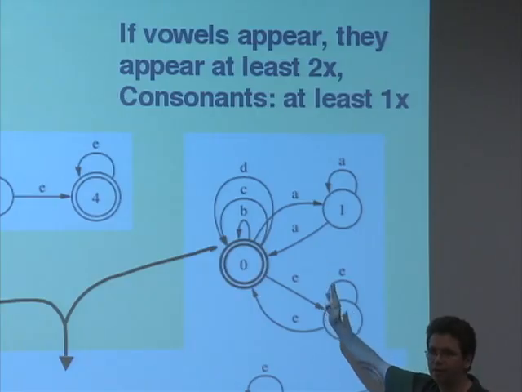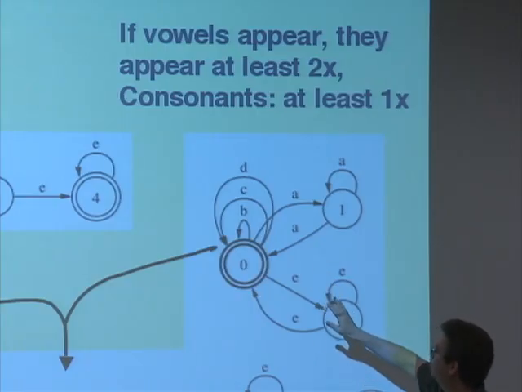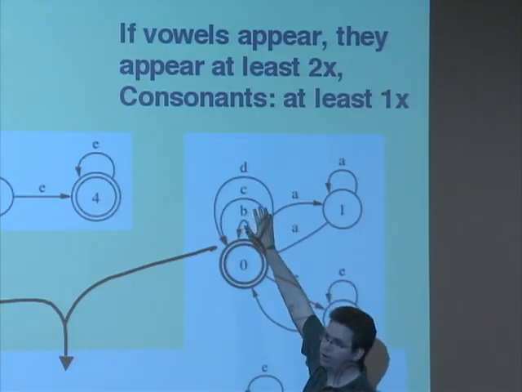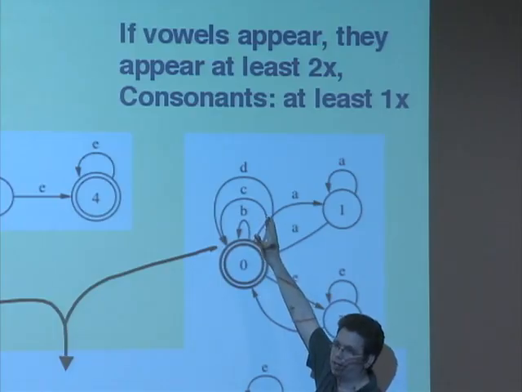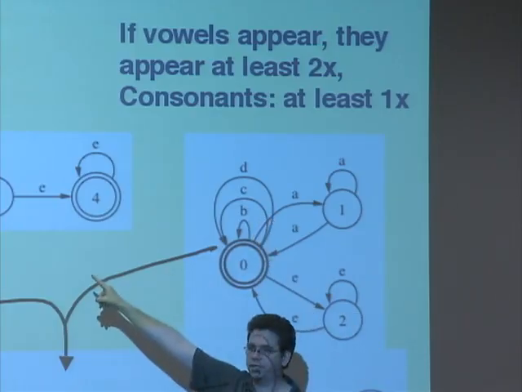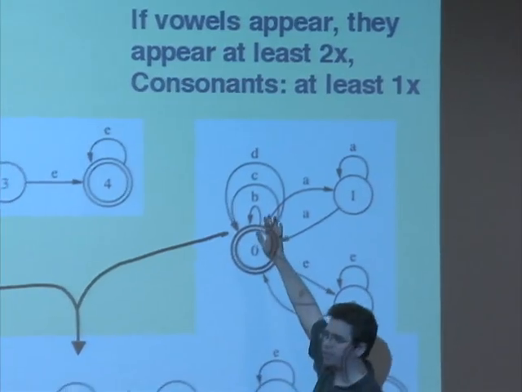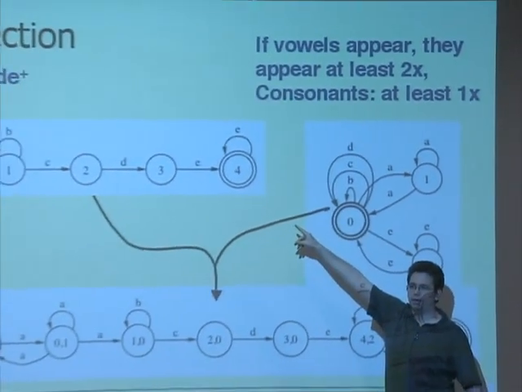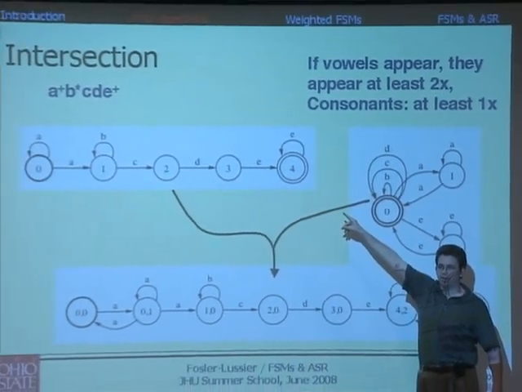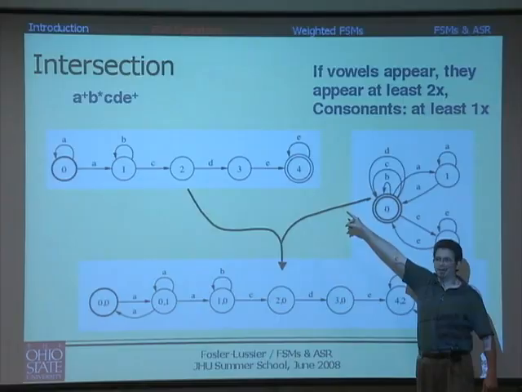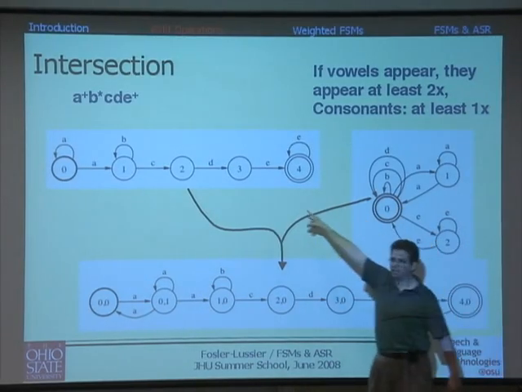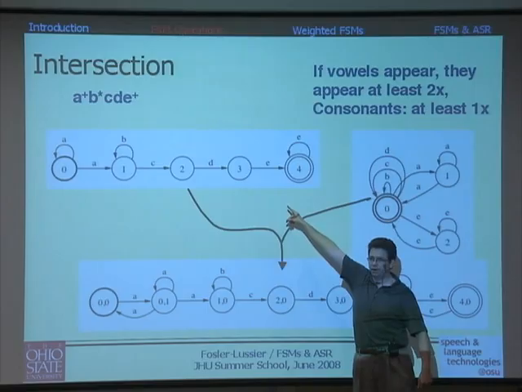Bad things will happen. If I left this out and I try to intersect with this, if I left the consonants out of this, what's going to happen? You're going to end up with nothing, because there's no path that does not have a consonant over here.